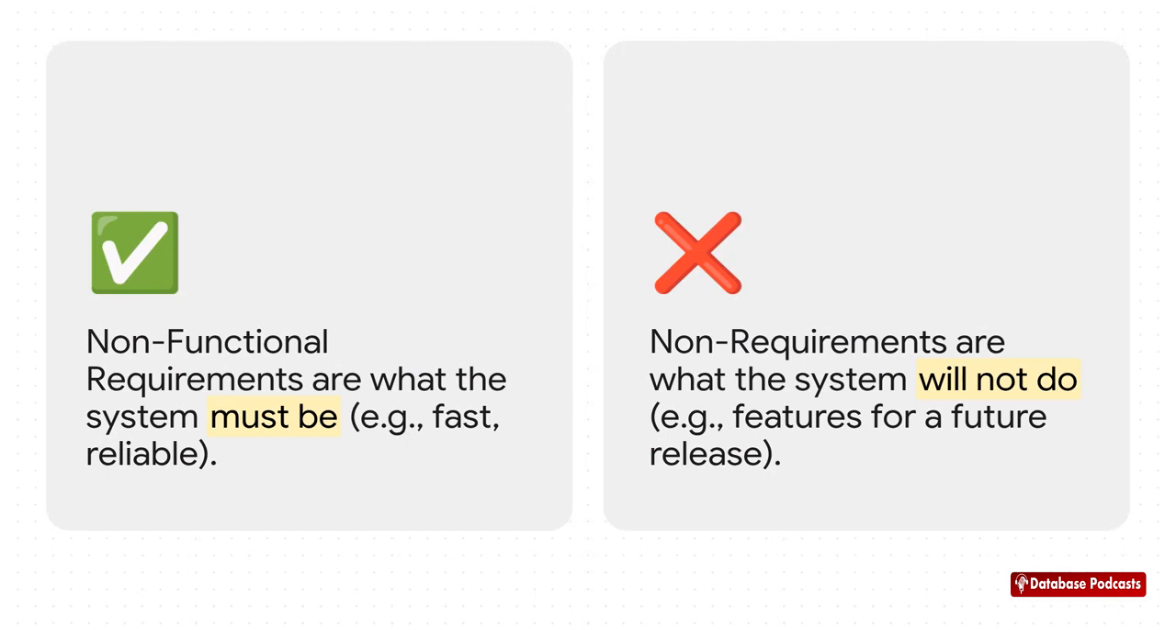And this leads to a super important point. Do not confuse non-functional requirements with non-requirements. They sound similar, but they're worlds apart. A non-functional requirement is what the system must be. It must be fast. It must be secure. A non-requirement, though, is about what the system will not do. Explicitly stating, we are not handling international payments in V1 is incredibly powerful. It defines your boundaries and is your best defense against scope creep.